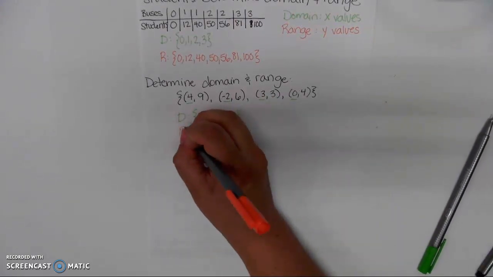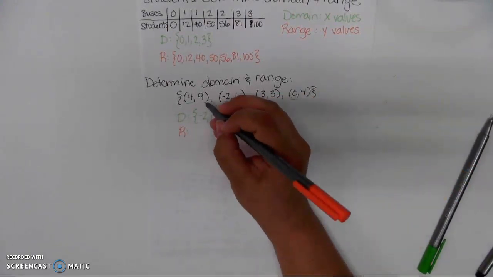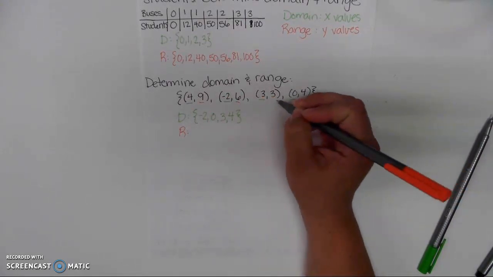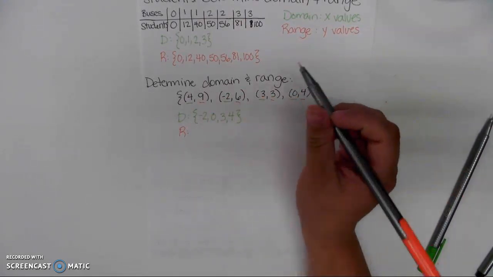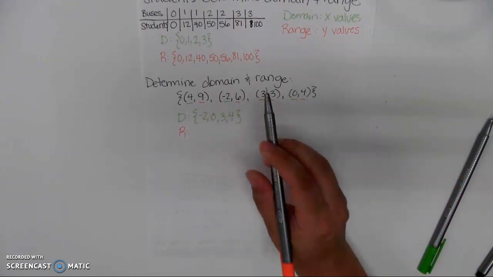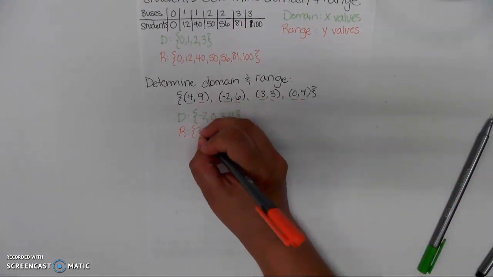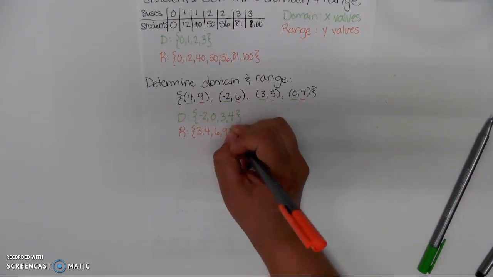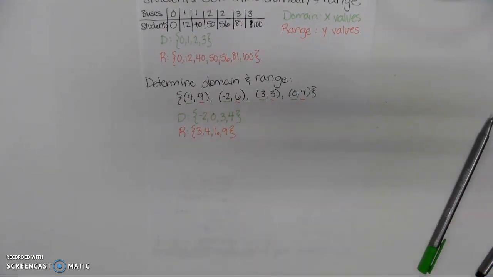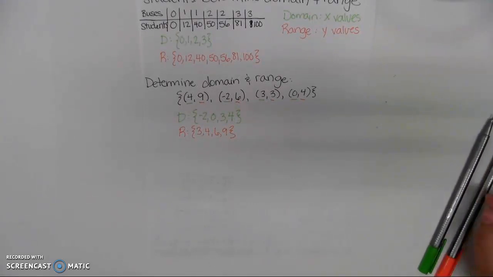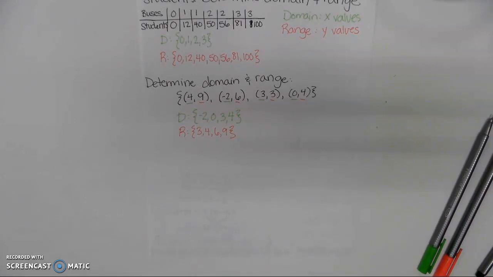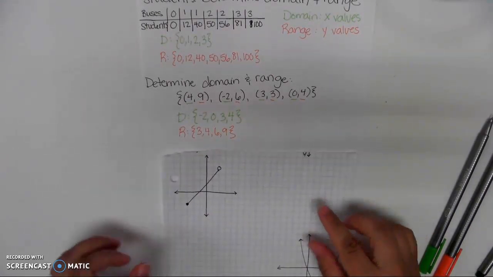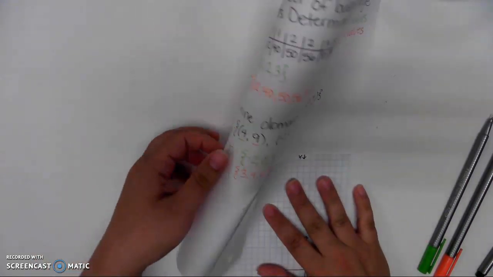For range, I'm going to look at my y values in each ordered pair. And again, I'm going to write them in numerical order. So my smallest y is a 3. Then I've got a 4, a 6, and a 9. So there you go. I just told you and showed you how to find domain and range of a set of ordered pairs. Where it gets a little trickier is when we start to take into account graphs.